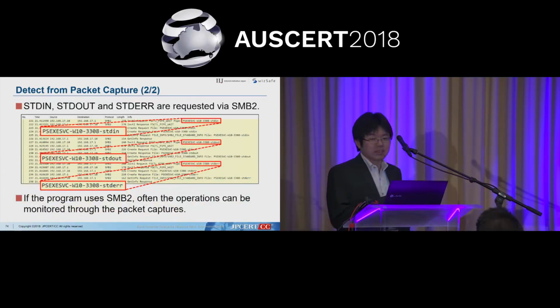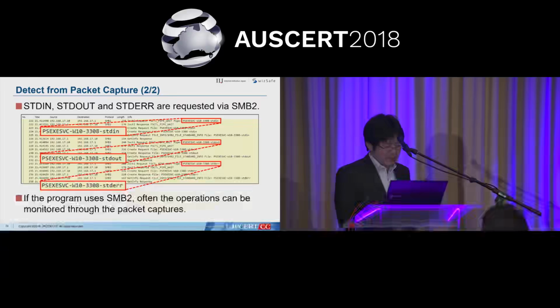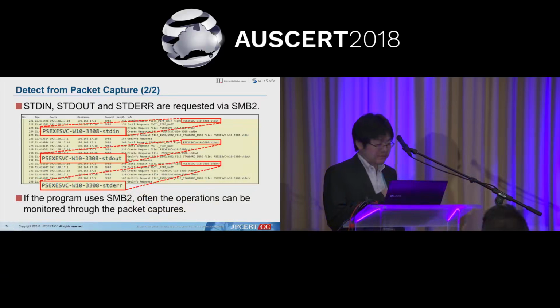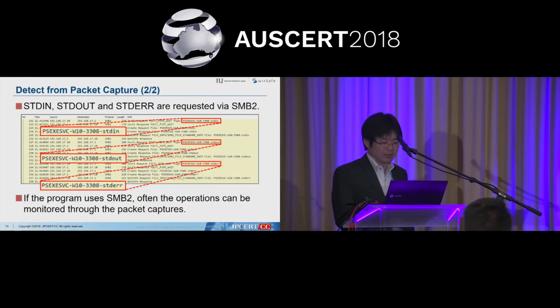Another thing that can be monitored in the packet captures are these stdin, stdout, and stderr files. Those are requested over SMB2, and they are actually the output of the PowerShell. This is just an example with PSExec, but if a program uses SMB2, oftentimes its operations can be monitored through packet captures.